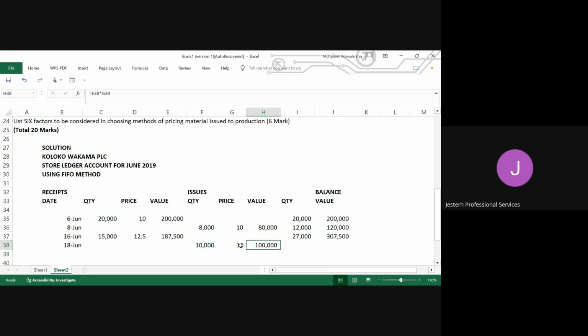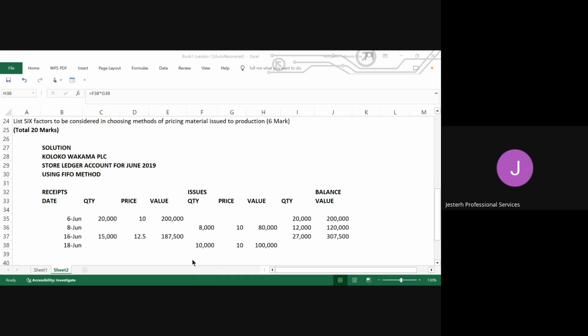Now, it means from the old stock that we have 12,000, we issue out 10,000 at the rate of what we purchase, which is 10 naira. It means the value of what we are issuing out from our old stock now is 100,000. It means from our old stock now, we still have 2,000 units remaining. From 12,000, we issue out 10,000 on the 18th. It means we still have some unit left that we have not issued out.